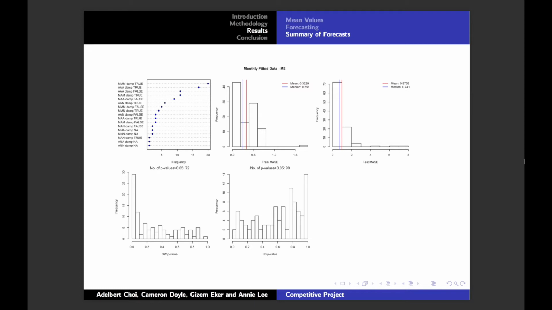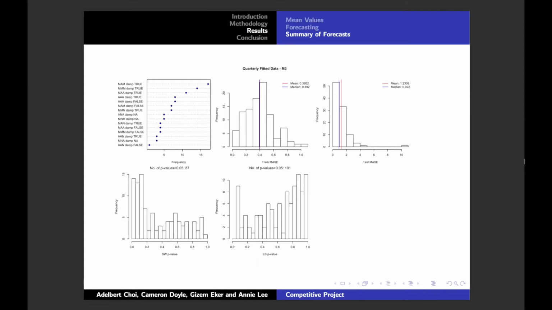This is the visual summary for the quarterly series. Most of the quarterly series were fitted to the MAM damped true model, and this time we had 87 models pass the Shapiro-Wilk test, and all of the 101 models passed the Young-Buck's test. Generally, the MAC values were also low for the quarterly models, only slightly higher than the monthly models.